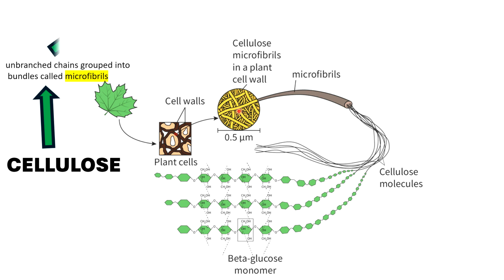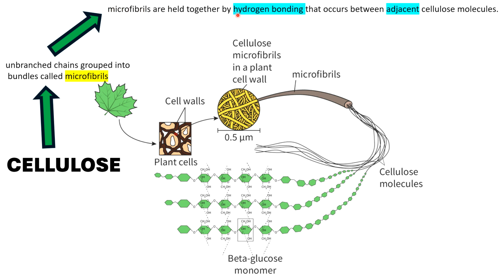Probably heard of that. Now, microfibrils are held together by hydrogen bonding. So the bonds right here are hydrogen bonds, and they occur between adjacent cellulose molecules. Adjacent meaning like this. The bonds between them, so these vertical bonds, are hydrogen bonds. The horizontal bonds here, remember, are the glycosidic 1,4 bonds.